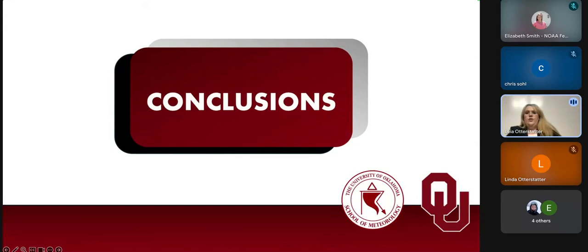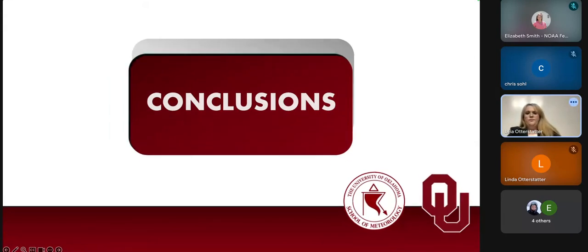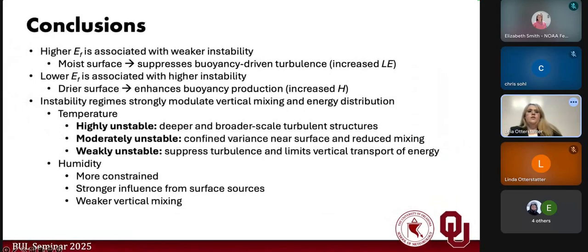So now getting into our conclusions here. When you have a higher evaporative fraction that is associated with weaker instability, you'll have a moist surface, and that increases the latent heat and suppresses buoyancy-driven turbulence. When you have a lower evaporative fraction, it is associated with higher instability. That's when you have more of a dry surface and the buoyancy production is enhanced. So now you have the sensible heat increasing.